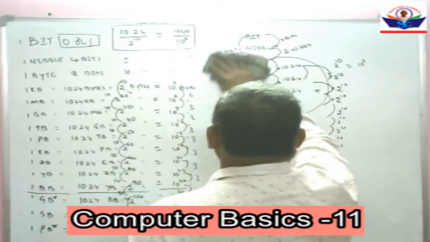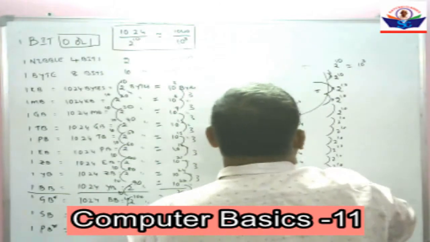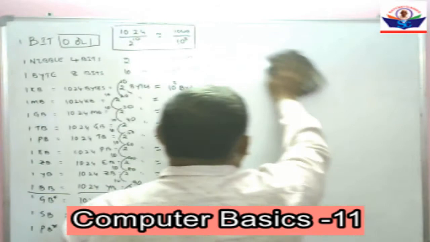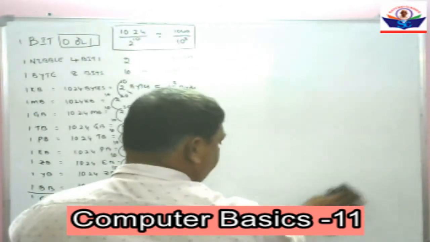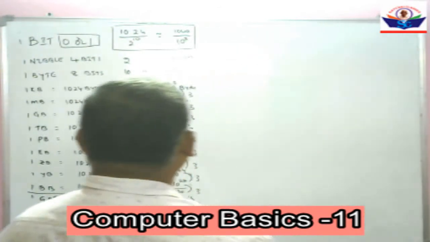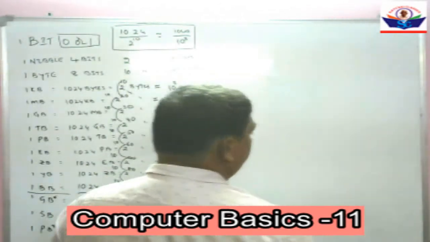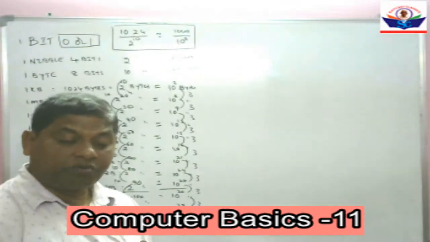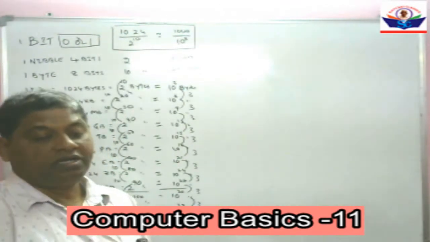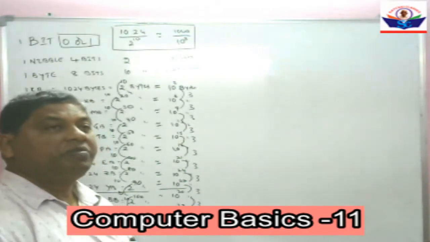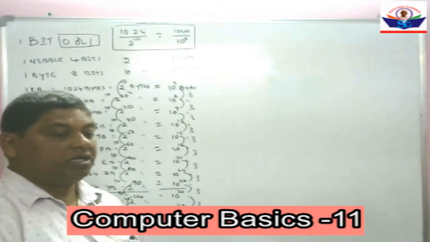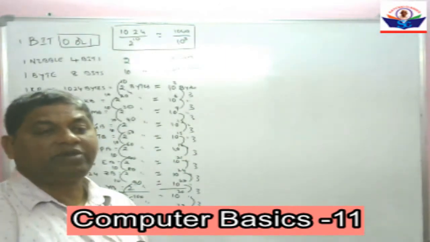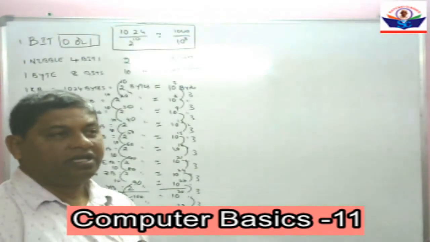So, what is the smallest unit to represent memory? The smallest unit to represent memory is bit. Everything we enter as input should be converted to either 0 or 1 before entering the CPU. These 0 and 1 are called bits. Bits mean binary digits.